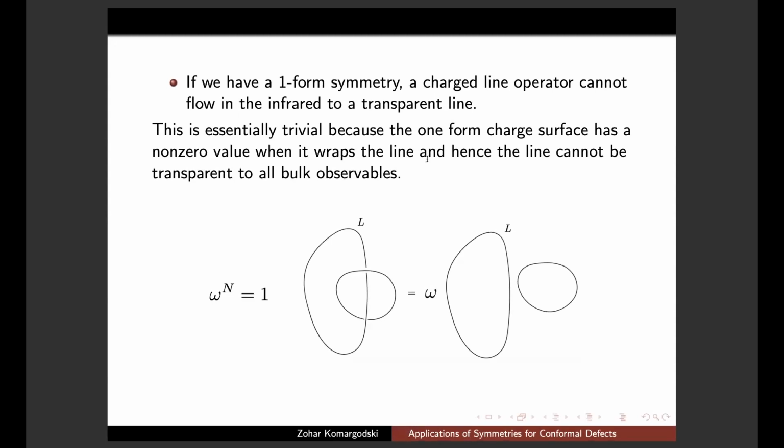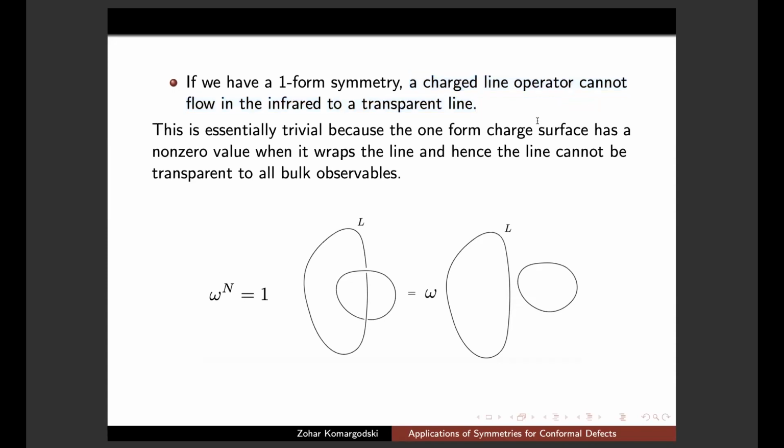Okay, now I'll show you how using symmetries we can constrain the dynamics of defects. And then we'll go to examples in magnets. Suppose we have a system with a one-form symmetry, a conformal field theory with a one-form symmetry. So an obvious statement that's almost by definition is that a charged line operator, I mean under the one-form symmetry, cannot be a transparent line operator.